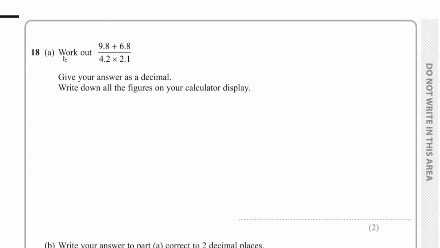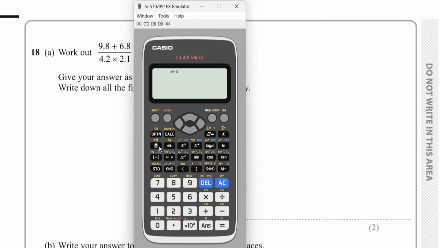Question number 18, part A. Work out 9.8 plus 6.8 all over 4.2 multiplied by 2.1. Give your answer as a decimal. Write down all the figures on your calculator display. So let's key this into our calculator. We press the fraction button. We then have 9.8 plus 6.8 divided by 4.2 multiplied by 2.1. And if I press the STD button, we see the decimal 1.882086168.